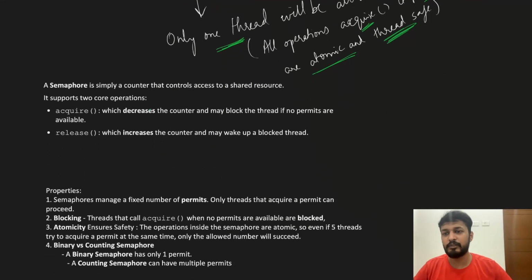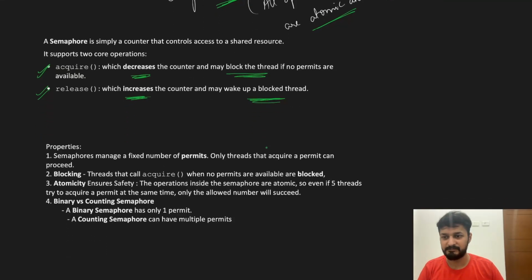Okay, so let's look into the formal definition of Semaphore. A semaphore is simply a counter that controls access to a shared resource. It supports 2 core operations. First is acquire, which decreases the counter and may block the thread if no permits are available. This we have seen in the IDE. Second is release. It increases the counter and may wake up a blocked thread. This we will see when we solve our ping-pong printer problem.